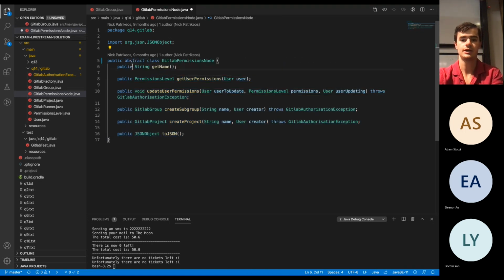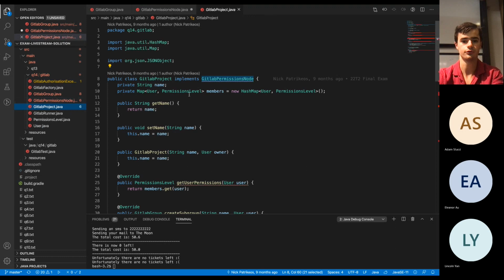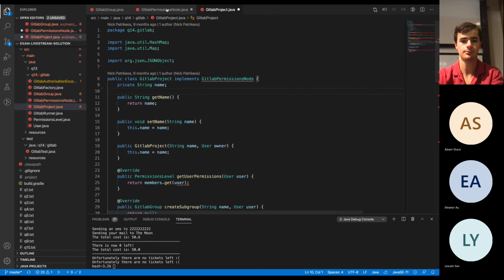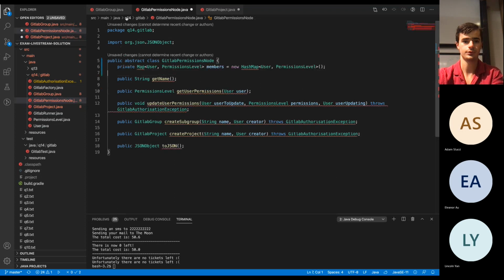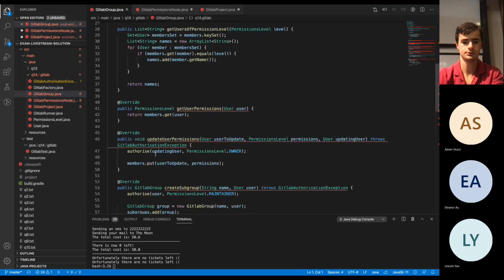Abstract class. Now immediately this is all going to complain at us. Get name, and so on. Let's go and take all the common stuff out of group and permissions nodes. We had that members list that we were talking about before. What else do we have? We had that authorize method.